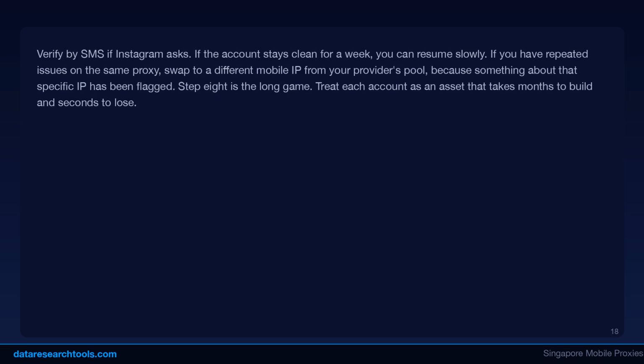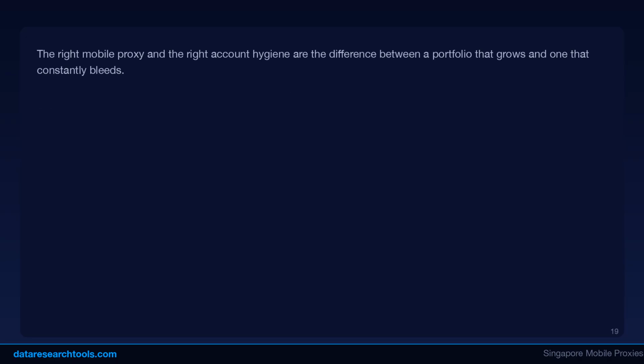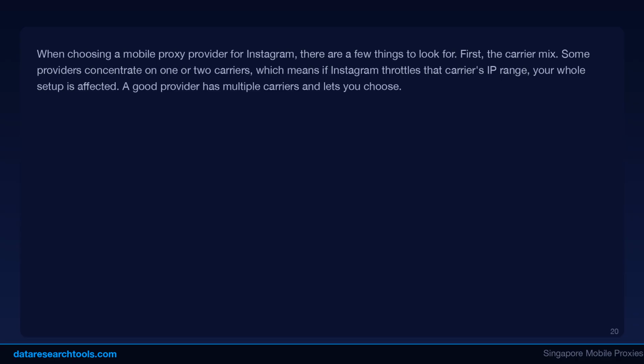Step 7 is handling problems. If an account gets a temporary action block, stop all automation on it immediately and let it rest for at least 72 hours. Verify by SMS if Instagram asks. If the account stays clean for a week, you can resume slowly. If you have repeated issues on the same proxy, swap to a different mobile IP from your provider's pool because something about that specific IP has been flagged.